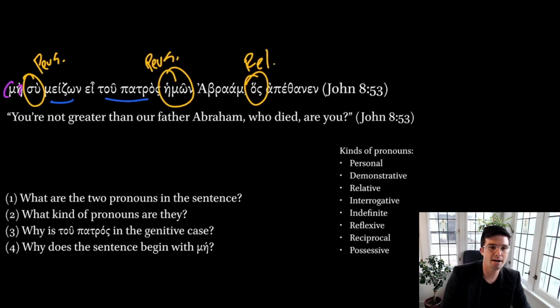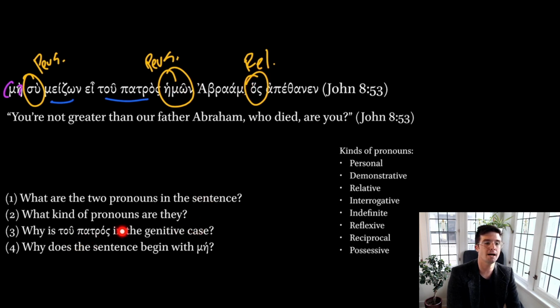All right, I have marked up here our sentence just a little bit. So number 1 was a trick question. There aren't 2 pronouns in the sentence. There are 3 pronouns in the sentence. Su is a personal pronoun, second person singular. Hemon is a personal pronoun, first person plural in the genitive case, our father Abraham. And hos is a relative pronoun with a rough breathing mark.